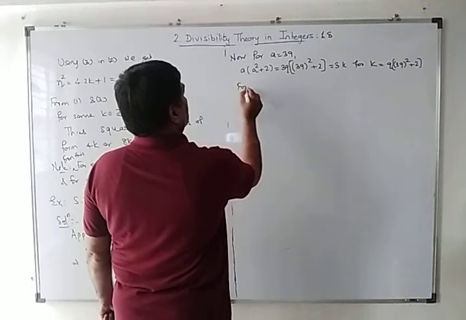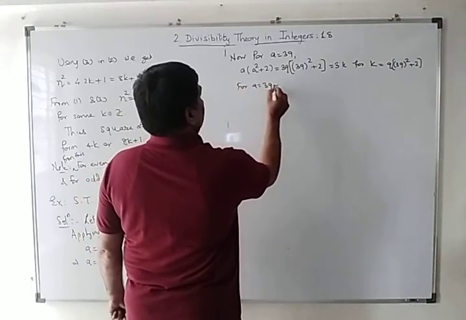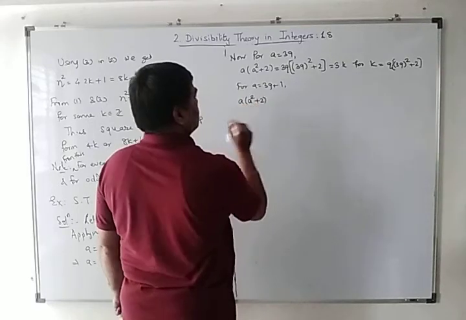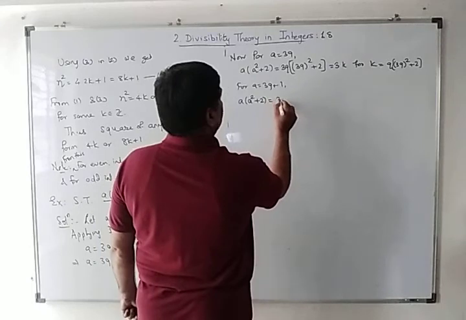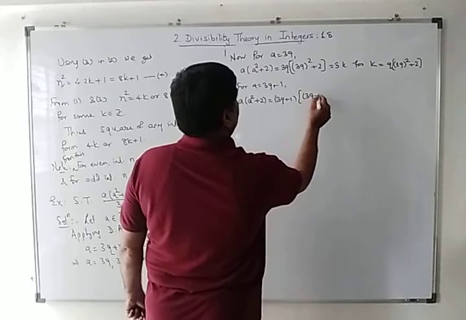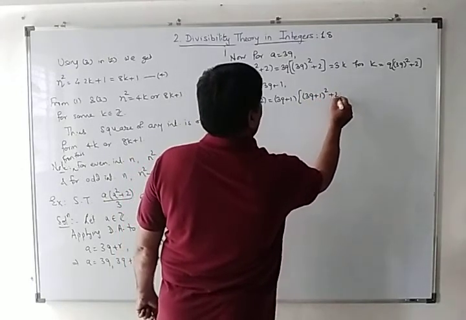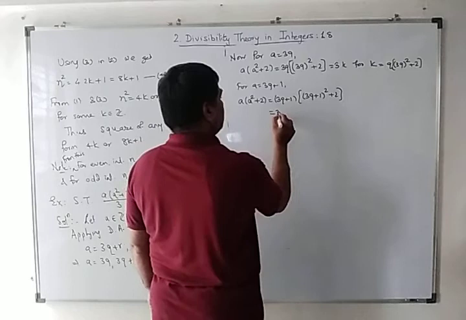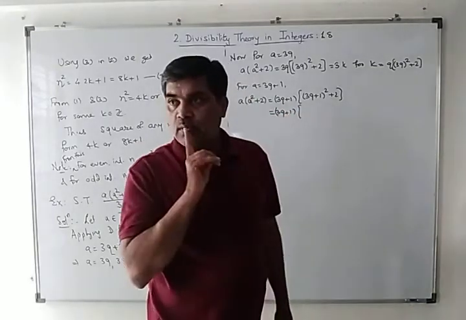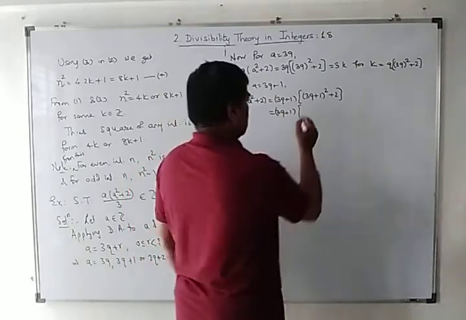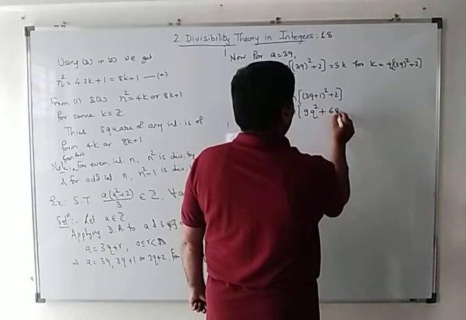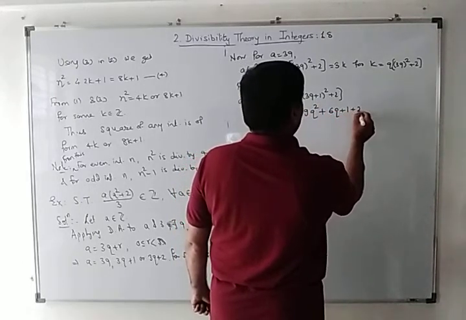For a = 3q + 1, a(a² + 2) = (3q + 1)((3q + 1)² + 2). If we simplify this, we keep this 3q + 1 as it is, times 9q² + 6q + 1 + 3 + 2.